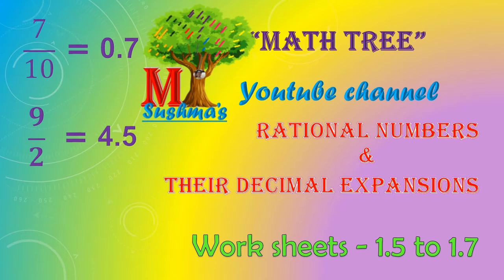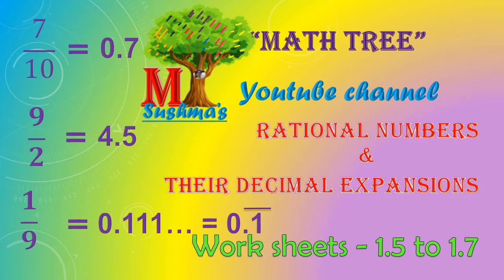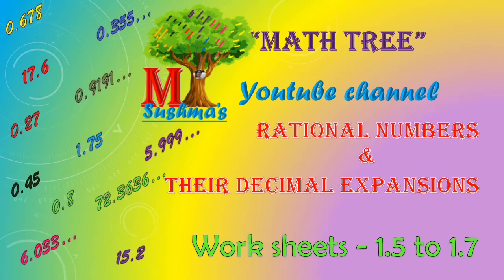For example, 1 by 9 is 0.111 and it just goes on. So we write it as 0.1 with a line on top to represent that the digit 1 is recurring, which means repeating. So this is an example of a non-terminating repeating decimal. Now see these numbers. These are all different decimal expansions of rational numbers. Here we can find terminating decimals and also non-terminating repeating decimals.